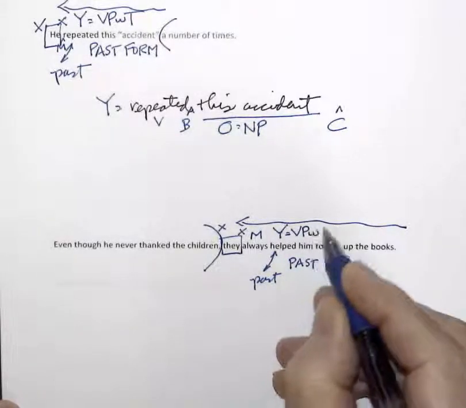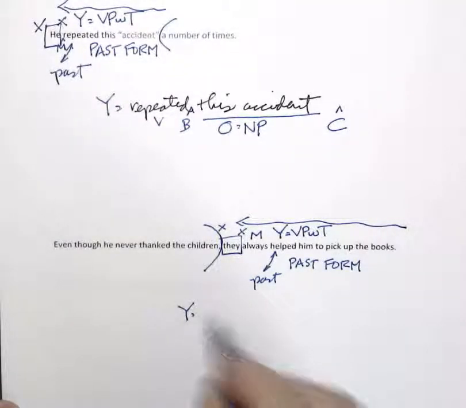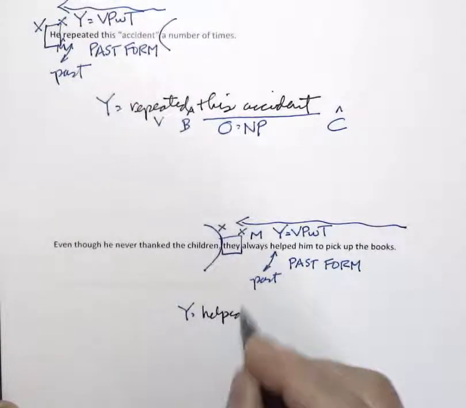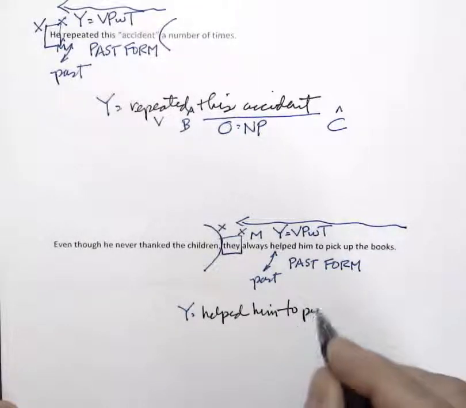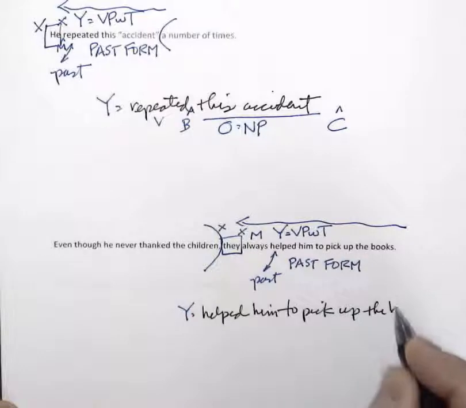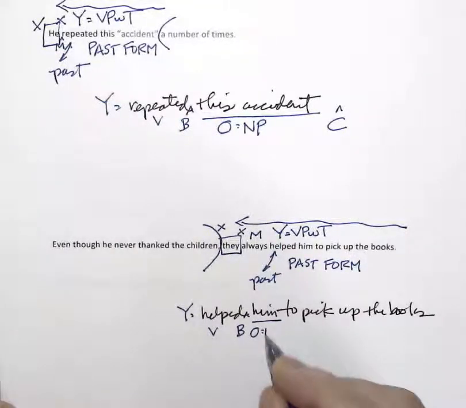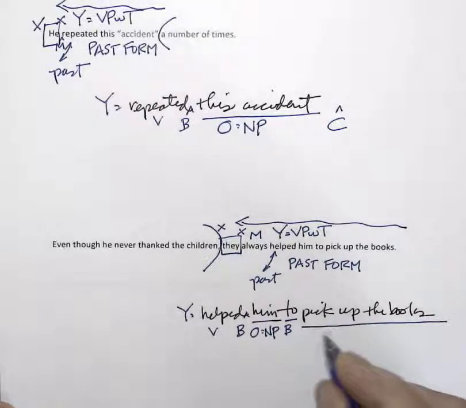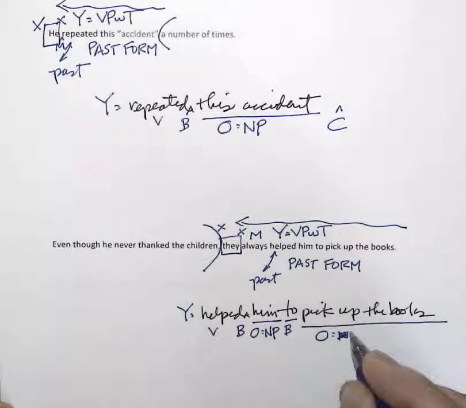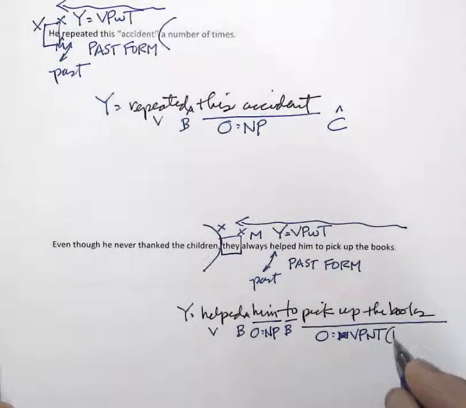Y is a verb phrase with time. Let's rewrite the verb phrase. Helped him to pick up the books. Helped is verb. There's no particle here. The object is a noun phrase. Now here we have a particle, and it goes together with pick up the books. That's the object. Oops. That's a verb phrase. No time, base form. Okay. And the complement place is empty.